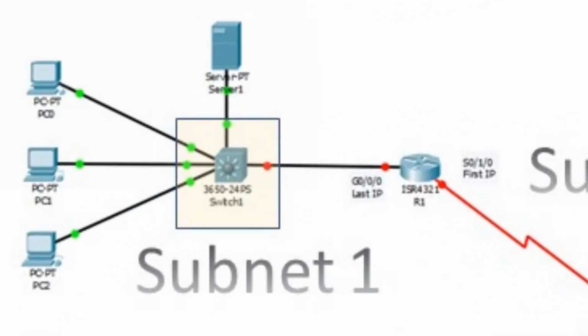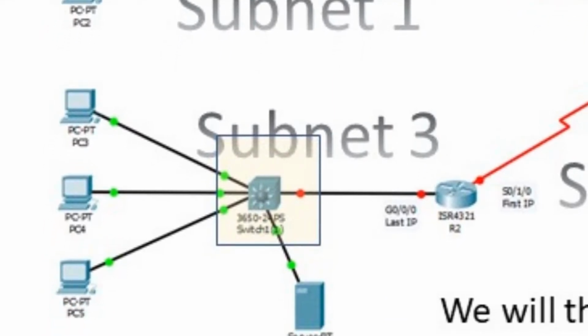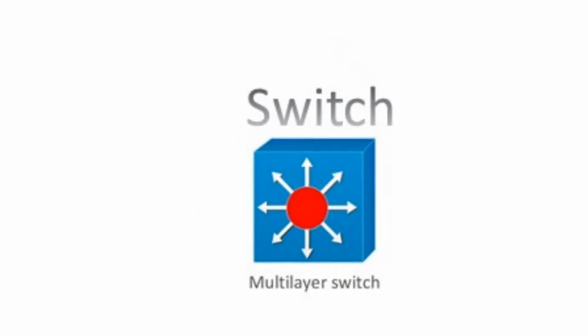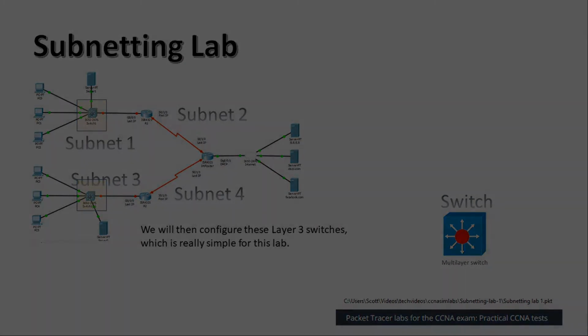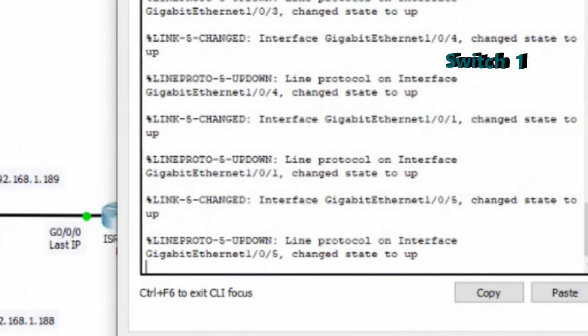So we're going to start with the first switch, and one of the things we're going to notice right off the bat is that we need to change the name of it so that we don't get them confused. So we're going to go into global configuration mode, and we're going to change the name to SW1, and then go into the second switch and do the same thing and call it SW2.